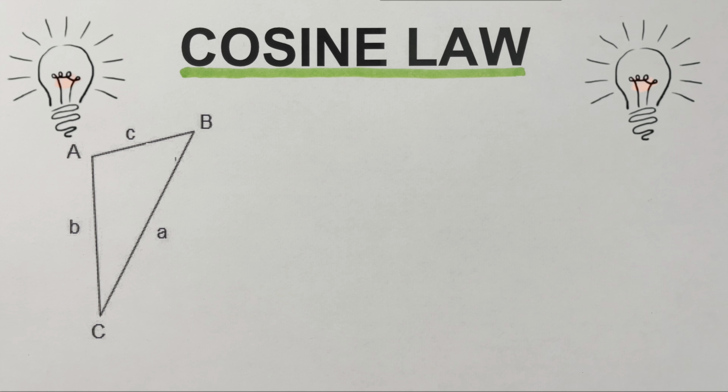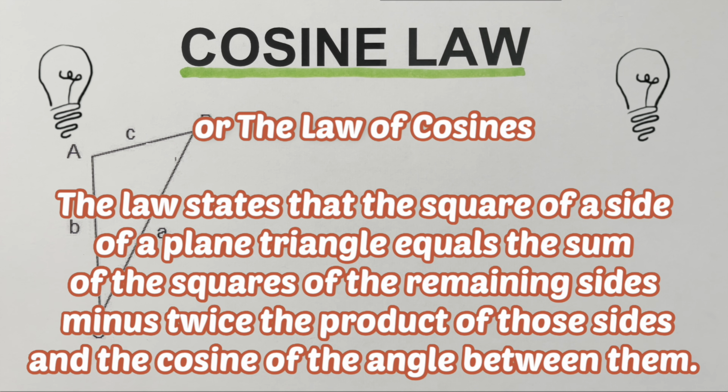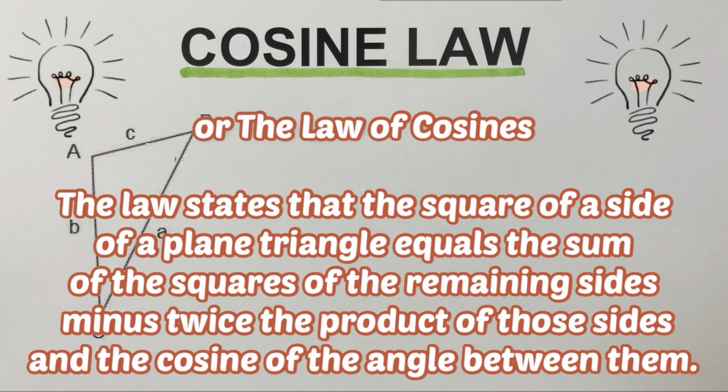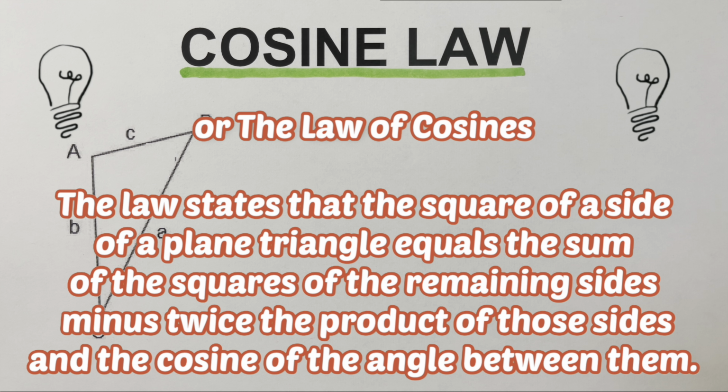Please remember that cosine law, otherwise called the law of cosines, states that the square of a side of a plane triangle equals the sum of the squares of the remaining sides minus twice the product of those sides and the cosine of the angle between them.